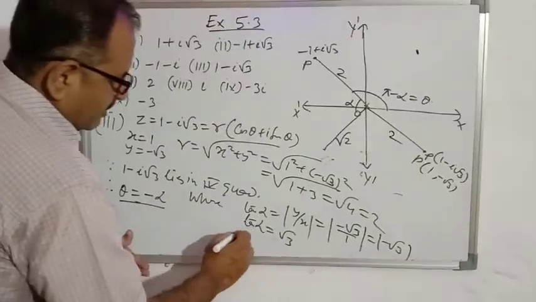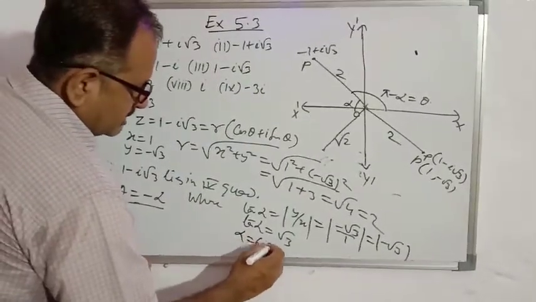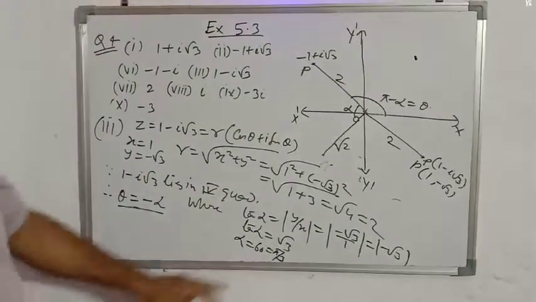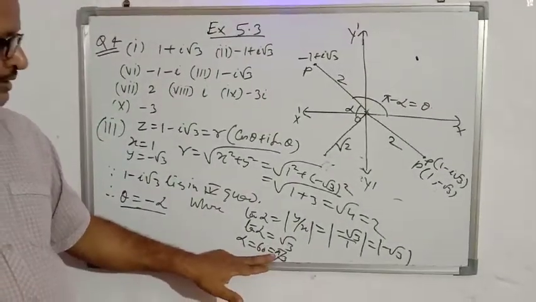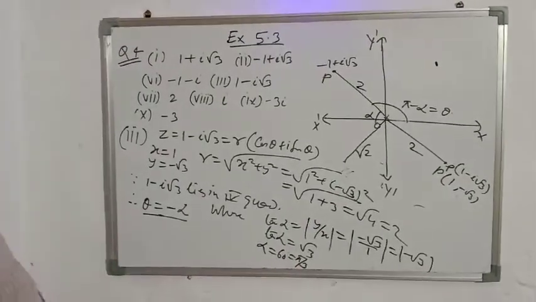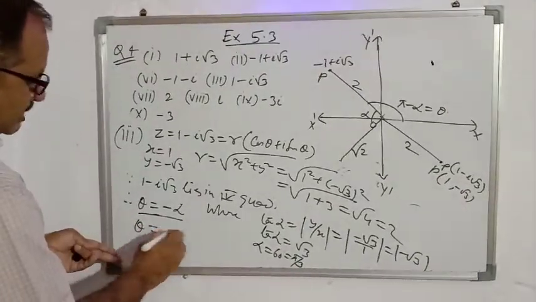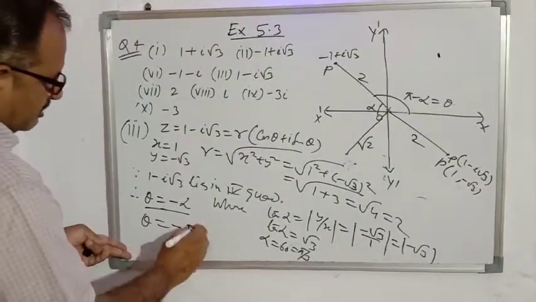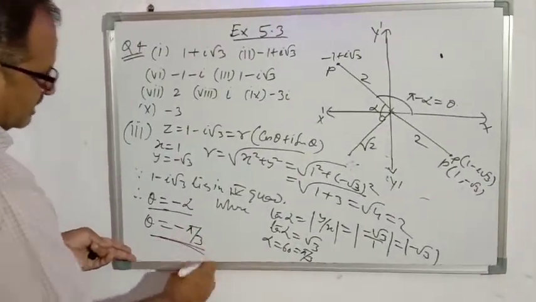So what will be alpha? 60 degrees. 60 degrees means pi by 3. Pi in radians means 180 degrees, and 180 by 3 comes to 60. So what will be theta? Theta is minus alpha and alpha is pi by 3, so it will be minus pi by 3.